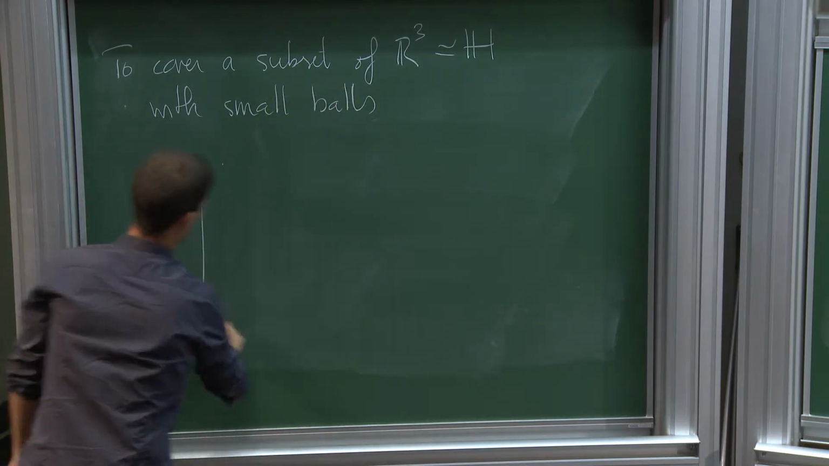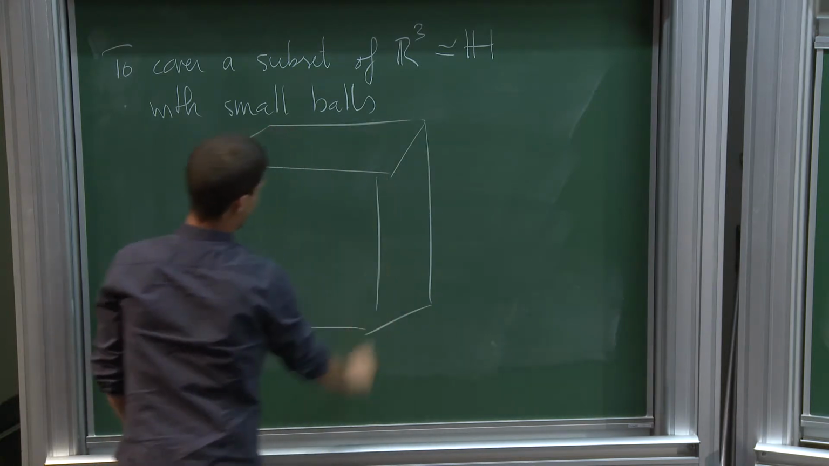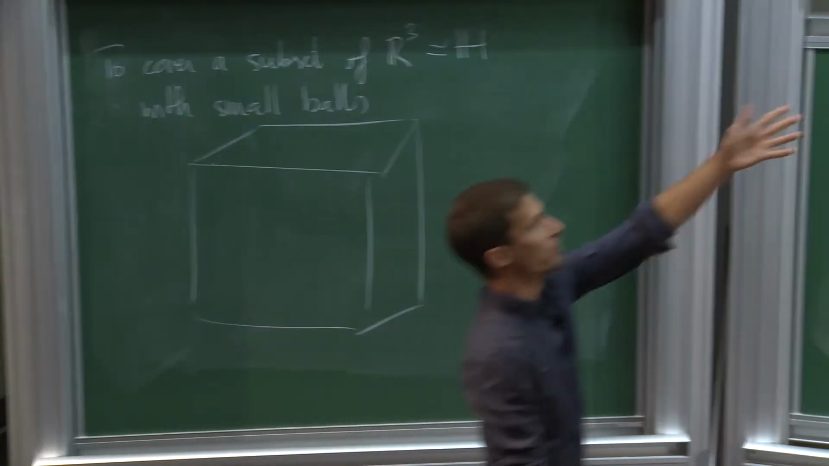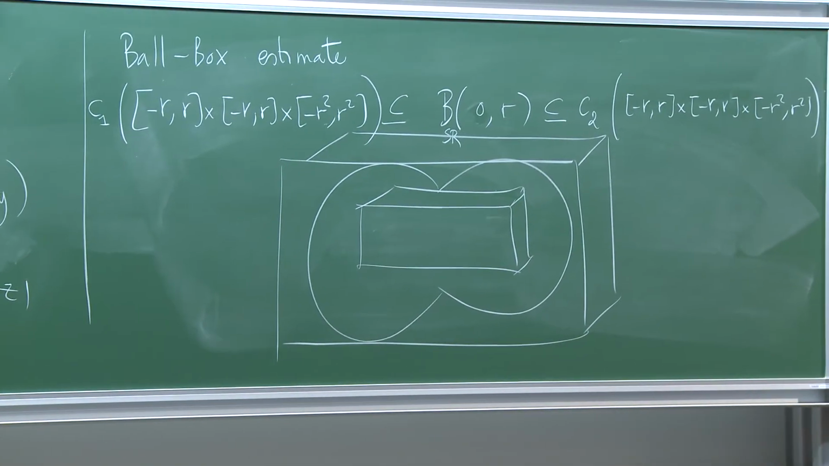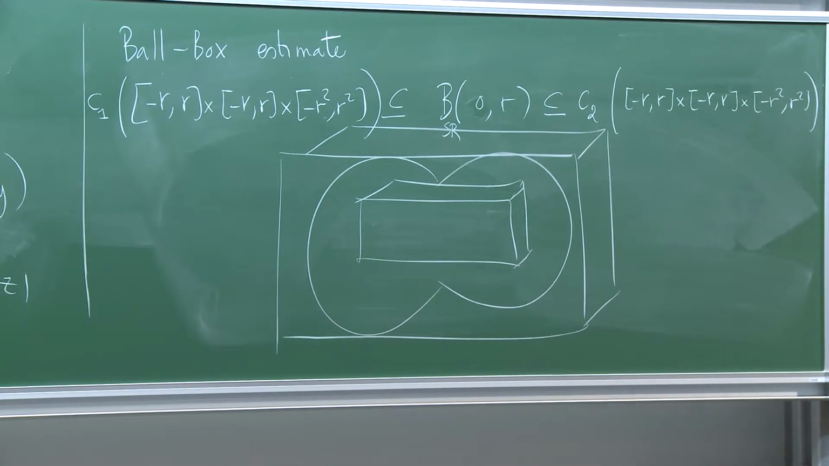Let's say a cube, okay? And then I try to cover it with balls. So since I have this double estimate, this will be the same, the main order to cover with boxes. And so what do you have?